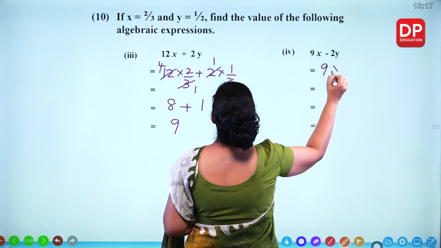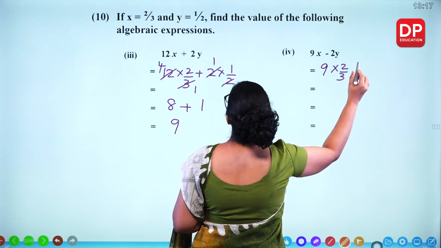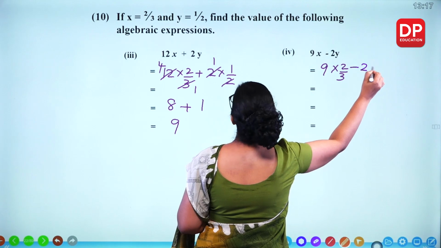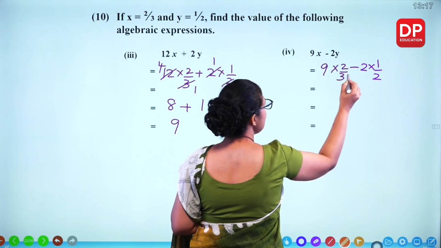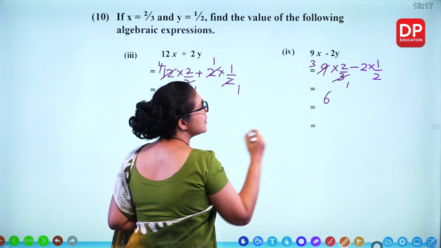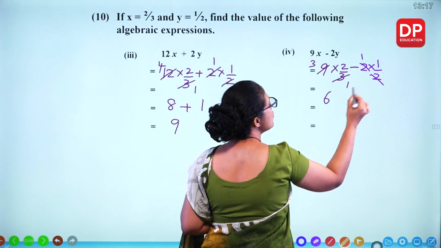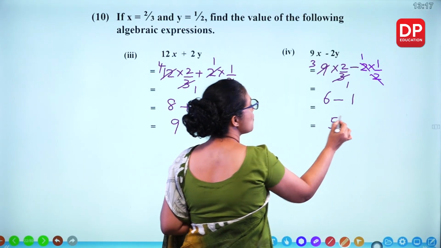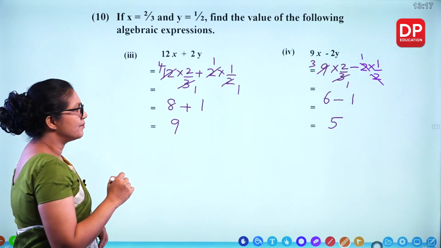9, x is 2/3, minus 2 times half. 3 and here 3, 3 times 2, 6. The 2s get cancelled out. You get minus 1. 6 minus 1, answer is 5.